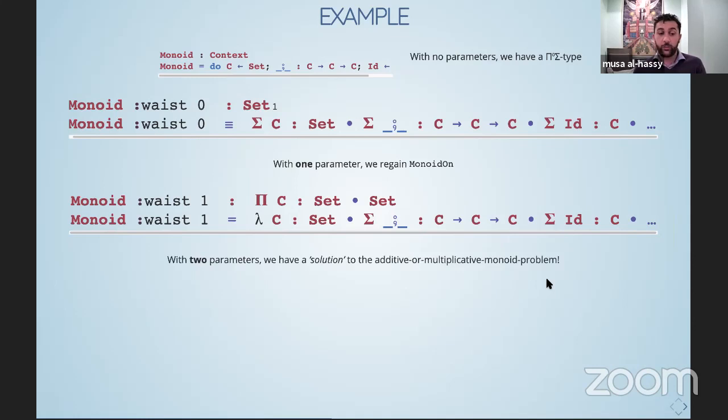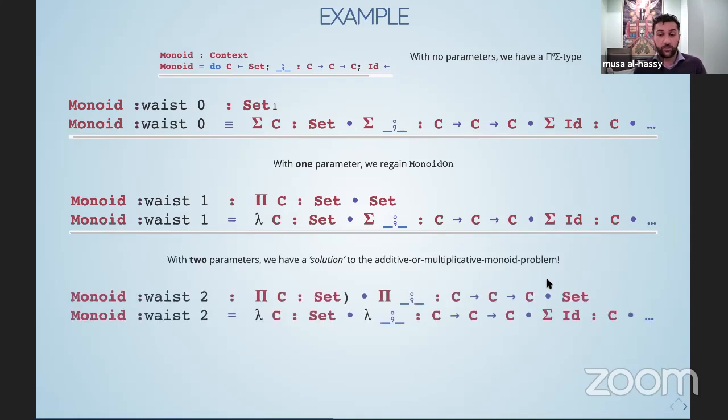And then when we have 2 parameters, we essentially solve that earlier problem of do I have additive monoids or multiplicative monoids? Instead, now we can speak of monoids on a particular set and a particular operation. So I want monoids on the naturals with plus, and I want monoids on the naturals with times, right? And because this is on the fly, the library designer simply works with Monoid, and the user can code against Monoid colon waste.